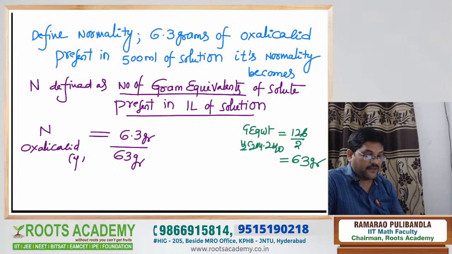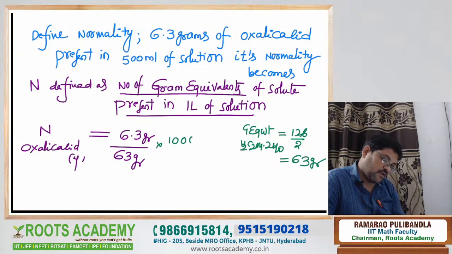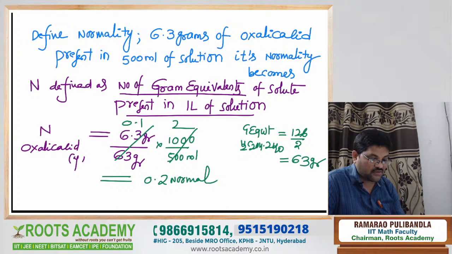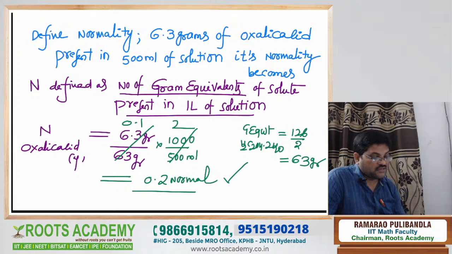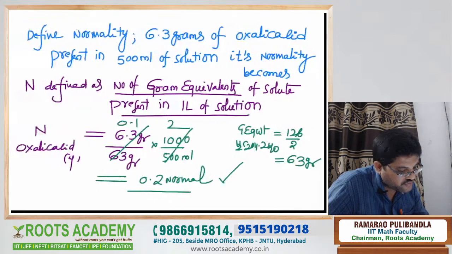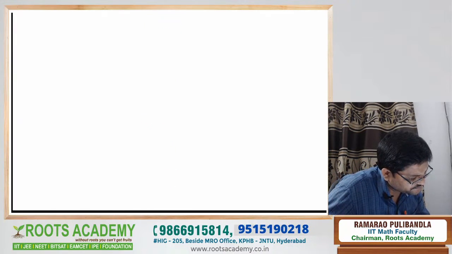Understood what I am saying? So its weight is 6.3 and the gram equivalent weight is 63. Into 1000 by the volume of the solution, 500 ml, exactly 2 times the cut off. This is 0.1. Therefore 0.1 into 2 becomes 0.2 normal. Any doubt? Therefore, the normality of the oxalic acid is 0.2 normal. Understood what I am saying?